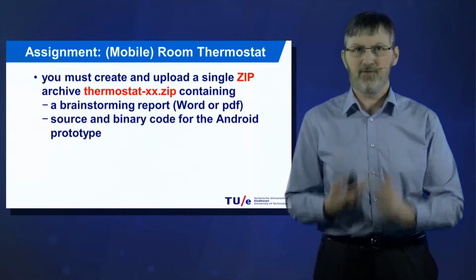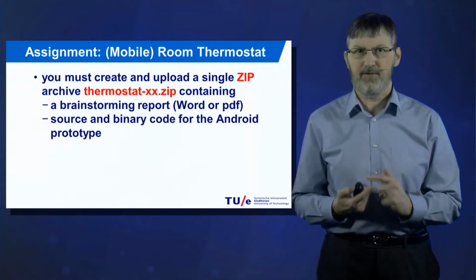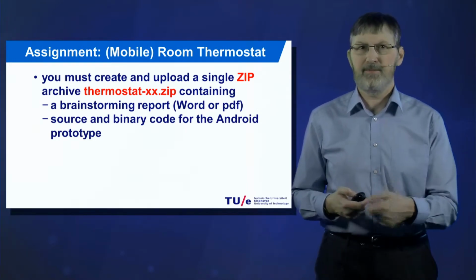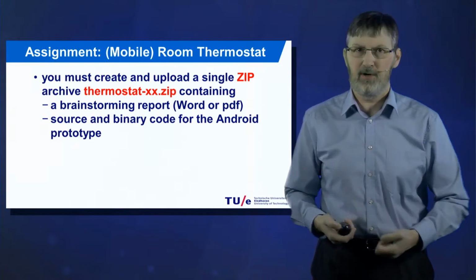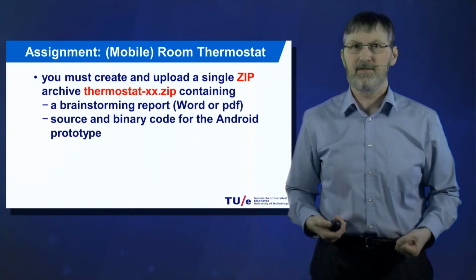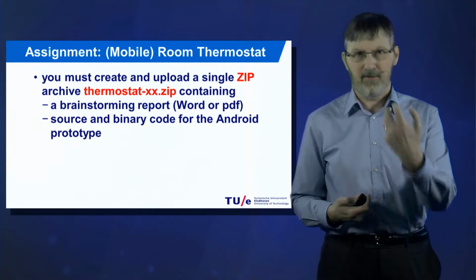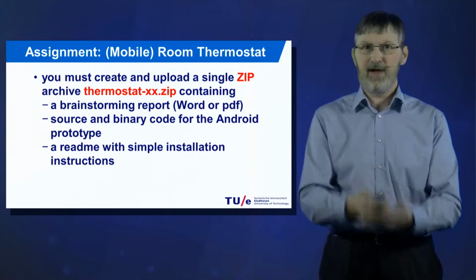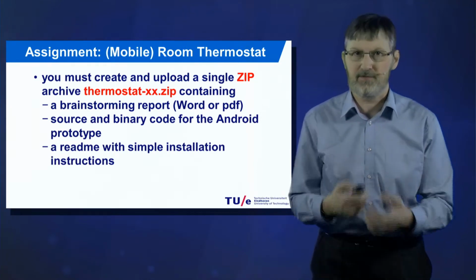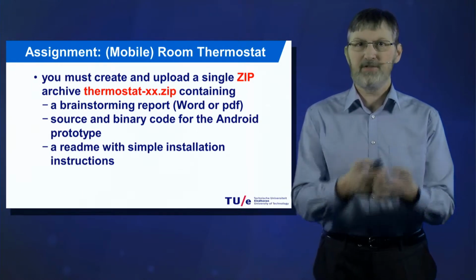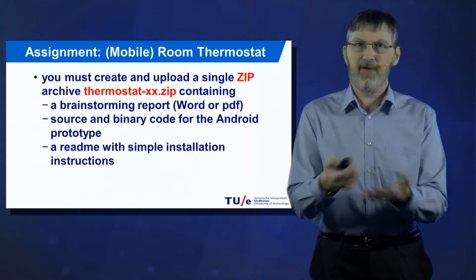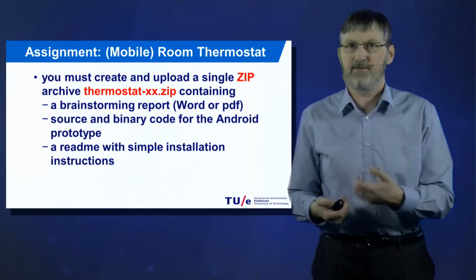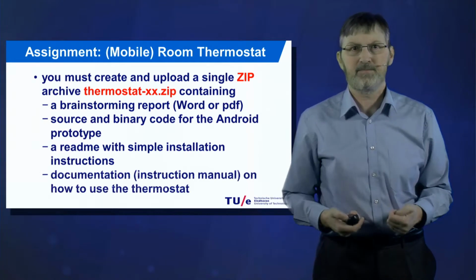It must contain source and binary code for your prototype. And if you are running the prototype in HTML5, we must also know where it is installed, if it is installed on a server. Otherwise, we will run it inside our phone. You must have a README file with simple installation instructions. So it's sort of a quick start guide. Which steps to take? This is probably very easy, especially when it's a Java for Android application. It's just one package to be installed.